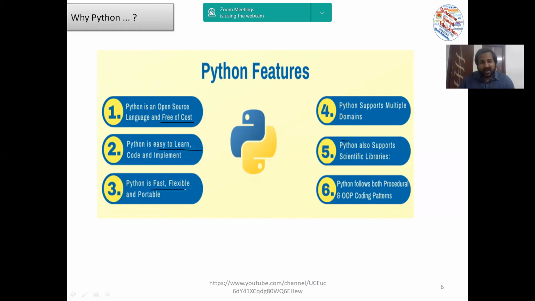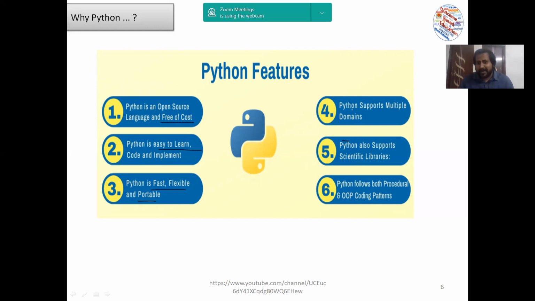Next, Python is fast and flexible and portable. Portable means you can use Python in any kind of system, irrespective of the operating system or machine, you can use different kinds of machines, and it is fast because it is an interpreter based language.